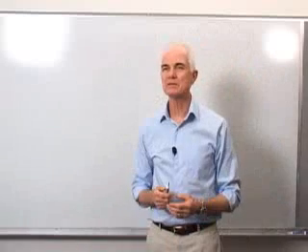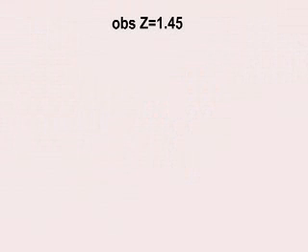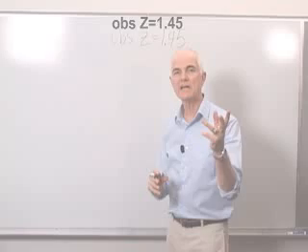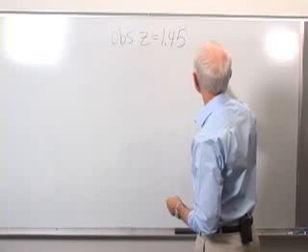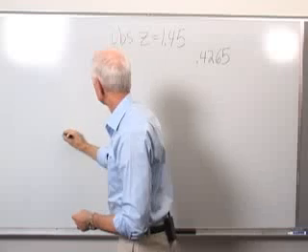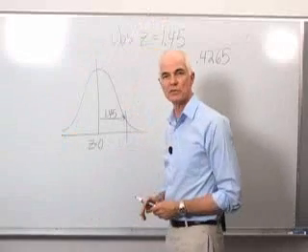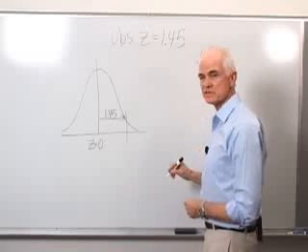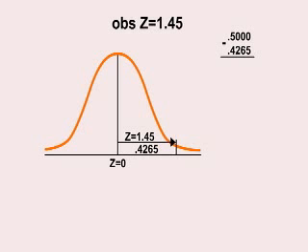As another example, let's consider what the p-value would be for an observed z of 1.45. If we look up a z-value of 1.45 in the table, the area associated with it is 0.4265. And let's draw a graph. We have an observed z of 1.45. The question is, where does it fall? Well, the 0.4265 from the table is this part over here. If we subtract from 0.5, we get the p-value, which is 0.0735.